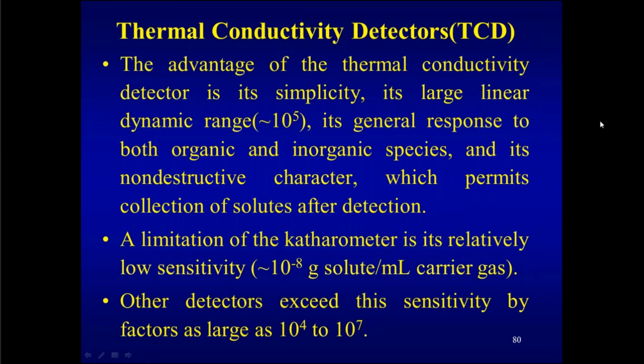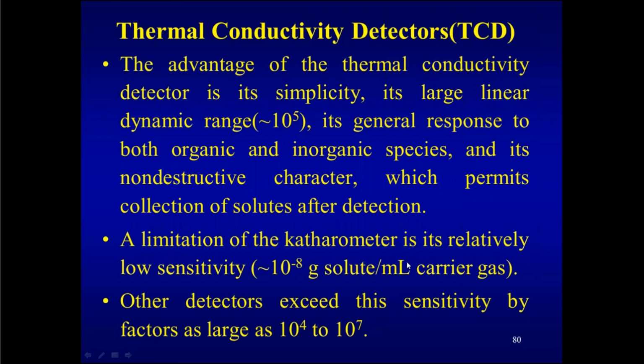Most of the advantages are there. The only thing is, its sensitivity is not as high as the ionization detectors that we'll see later on. The thermal conductivity detector has a number of advantages. That is why it is still used, but it has a limited sensitivity. That is, it's limited to 10 raised to minus 8 gram solute per ml of carrier gas. If the amount of solute is less than this, then it may go undetected by a thermal conductivity detector.